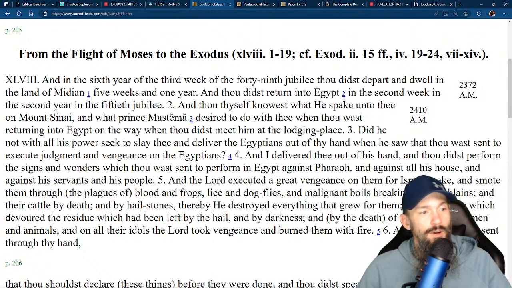Did he not with all his power seek to slay thee and deliver the Egyptians out of thy hand, when he saw that thou wast sent to execute judgment and vengeance on the Egyptians? So Satan wanted to slay him and save the Egyptians, and I delivered thee out of his hand, and thou didst perform the signs and wonders which thou wast sent to perform in Egypt against Pharaoh, and against all his house, and against his servants, and against his people. And Yahuwah executed a great vengeance on them for Israel's sake, and smote them through the plagues of blood and frogs and lice and dog flies.